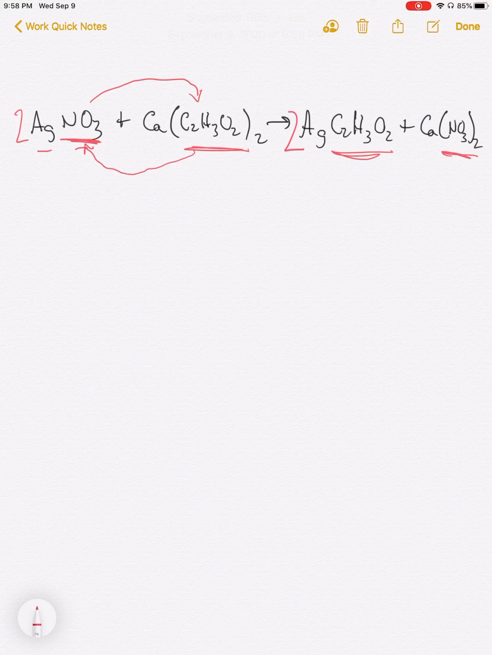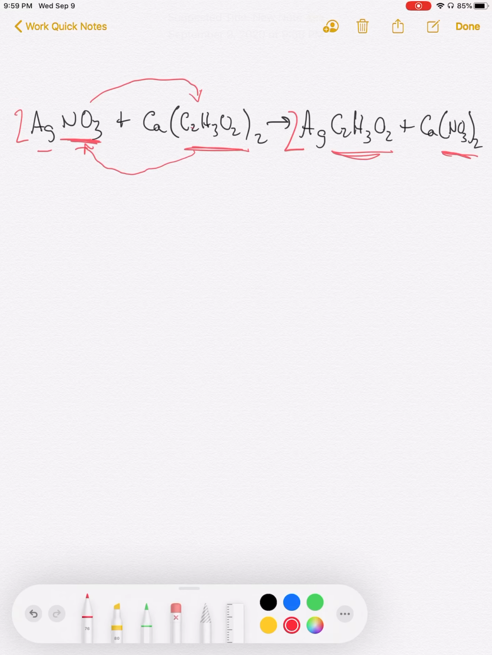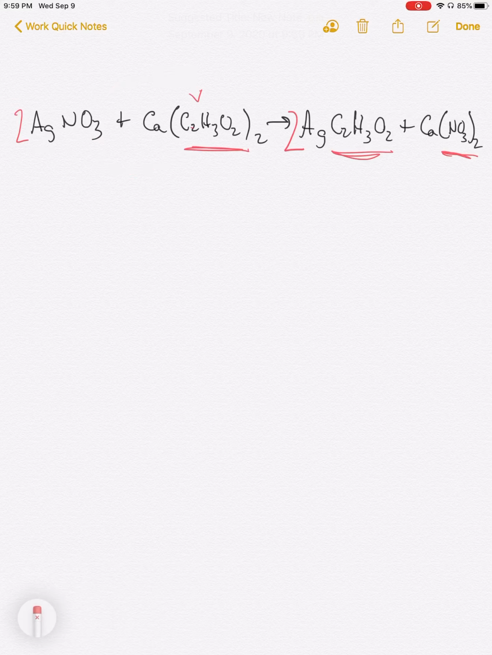Now next, I can balance the nitrate, the NO3. I have 2 NO3s here and 2 NO3s over here. So at this point, I should be balanced. 2 silvers on each side, 2 nitrates, NO3s on each side, 1 calcium on each side, and 2 C2H3O2 acetates on each side. So I'm just going to clean this up a bit and get rid of some of my underlines and arrows. And then we should have here a balanced equation. And that was much easier than balancing each of these elements separately.